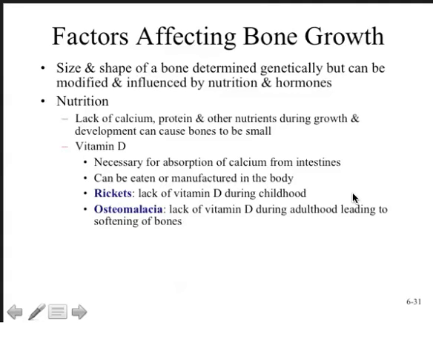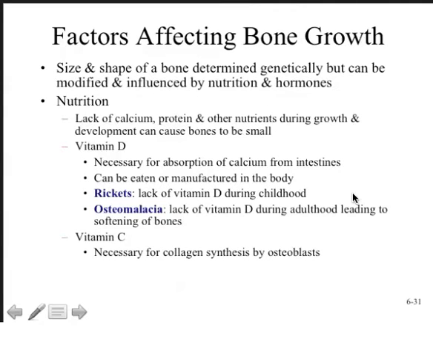Essentially, when you take away one of the two important building blocks of bone, protein being one and the mineralized salts being the other, you're going to have a loss in structural integrity, and you're going to have problems supporting the force that's applied to the bone, and that's going to cause the shape to change.